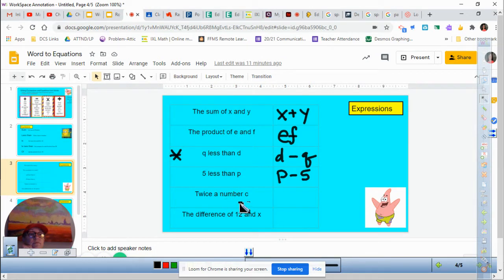Twice a number C. What does twice mean? Twice means we multiply. We multiply by 2, so twice a number C is 2C. The difference of 12 and X. Now this one, because we didn't say less than a number, because we said the difference between two numbers, in cases like this, we put them as we read them. The difference of 12 and X. So that one's a little bit sneaky.